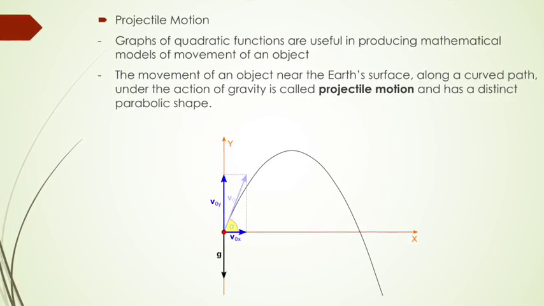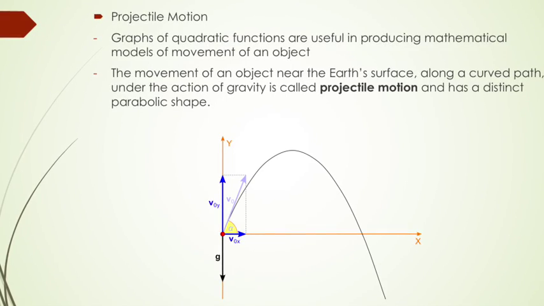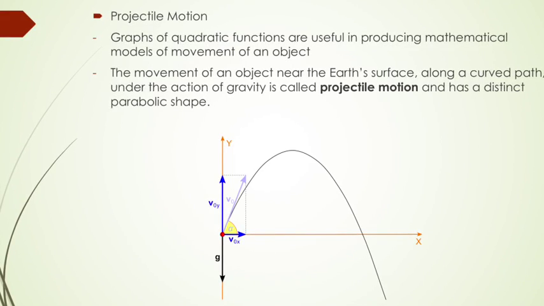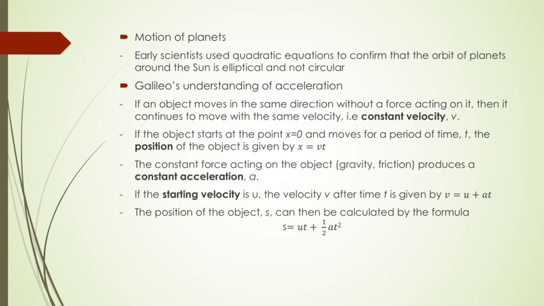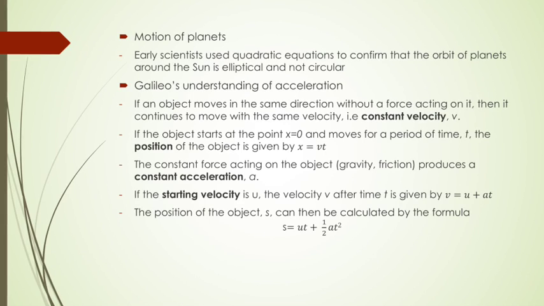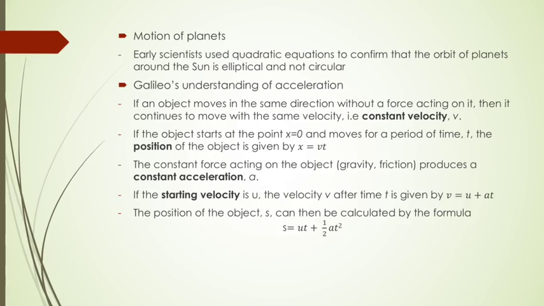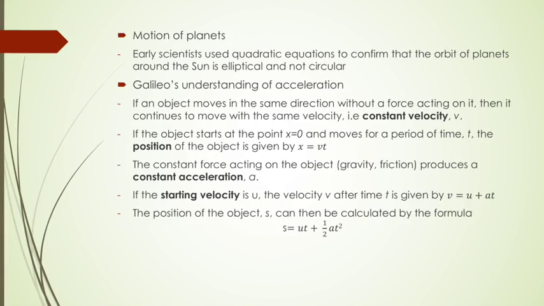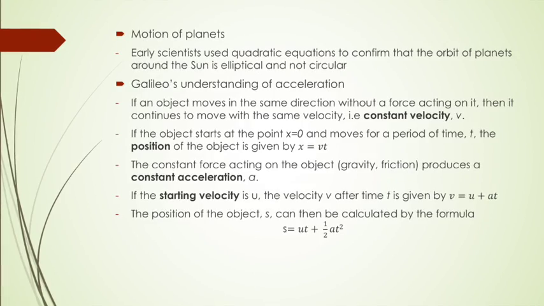Examples of projectile motion include the movement of a ball when thrown in the air at an angle other than 90 degrees, and the motion of a rocket or missile. Quadratic equations helped early scientists in concluding that the orbits of planets around the Sun are not circular, but actually elliptical, which is basically a parabola, and aided Galileo's understanding of acceleration.